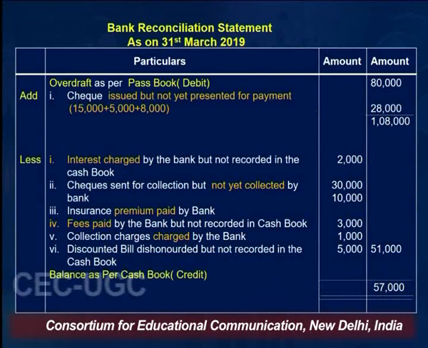So check issued but not presented for payment is to be added here, and the items like interest charged by the bank but not recorded in the cash book. Interest which is charged by the bank is recorded in the passbook, but it is not recorded in the cash book. What you are supposed to do?